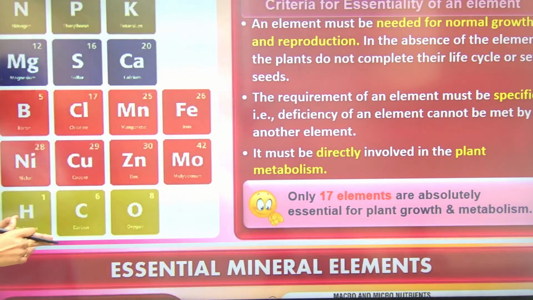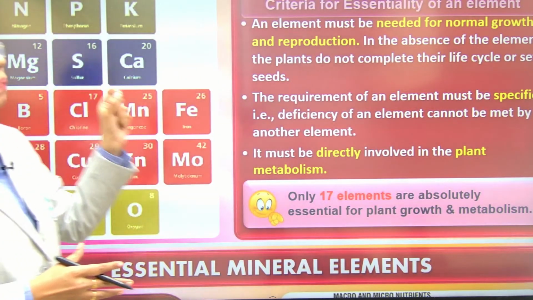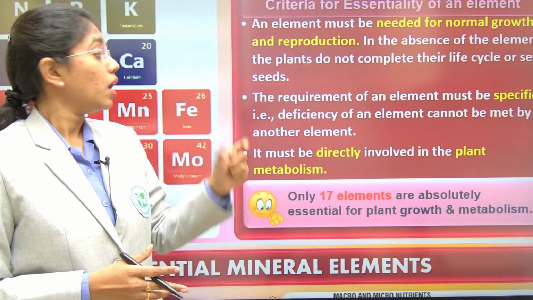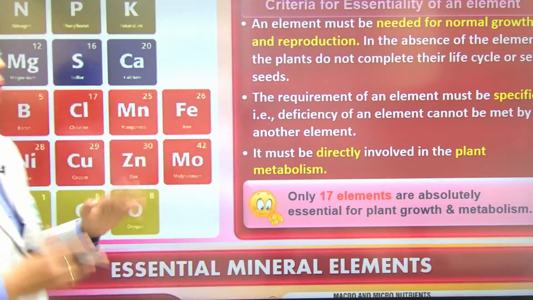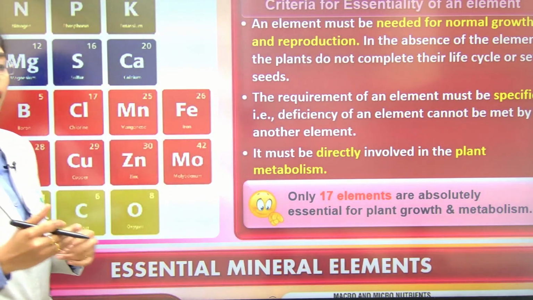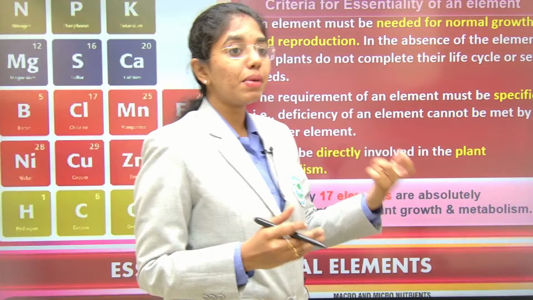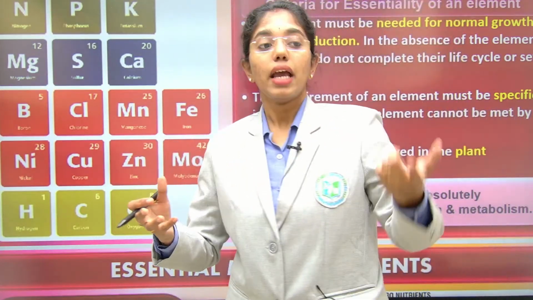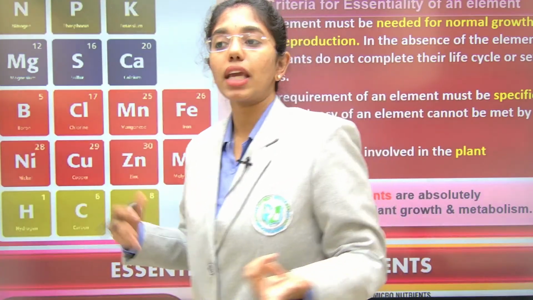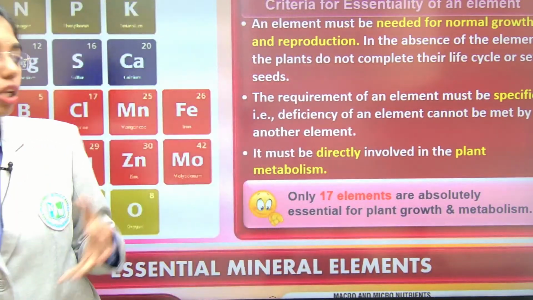The requirement of an element must be specific. It should be very specific. It means deficiency of any one element cannot be met by another element. The absence of any element cannot be compensated by giving some other element. If the element is that specific, we can say that element is essential for plant growth.